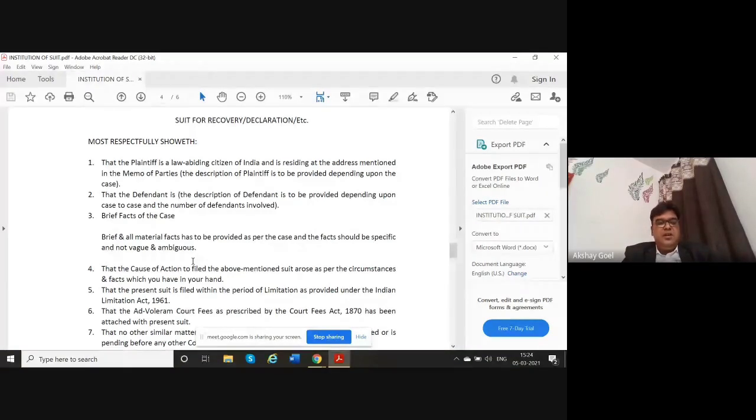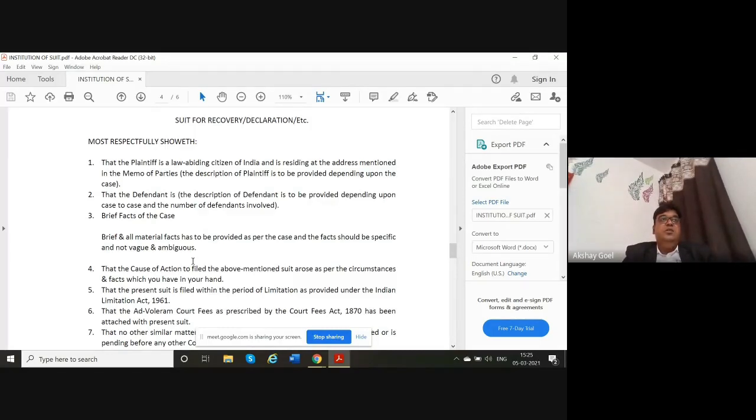So this is a paragraph which has to be mentioned. Otherwise, if you have not mentioned the cause of action, your suit can be dismissed or rejected under Order 7 Rule 11. The cause of action is the most important part while drafting a suit, that is, what, when, and where the cause of action has arisen.